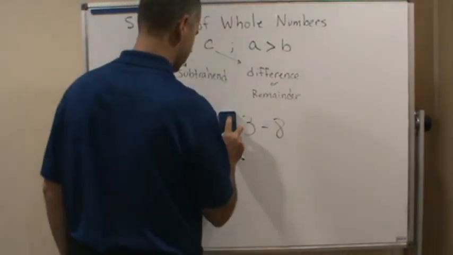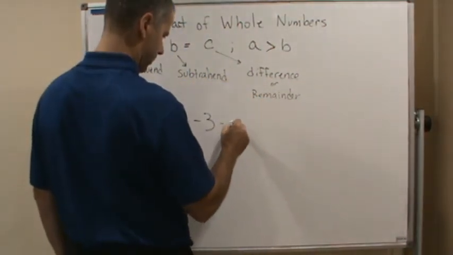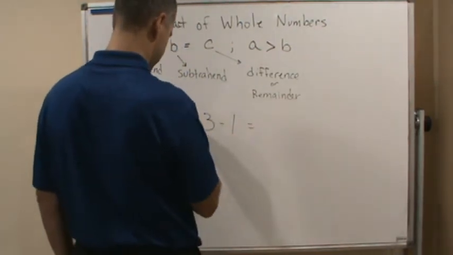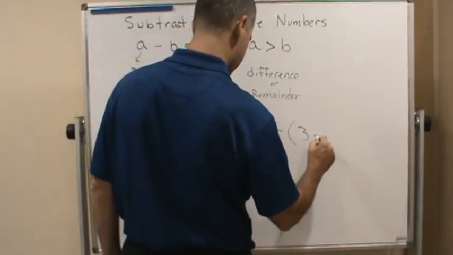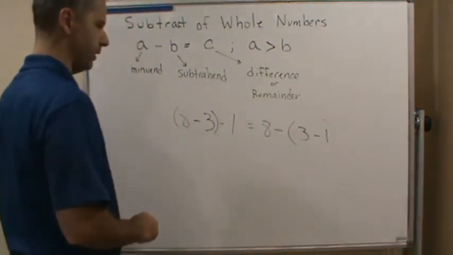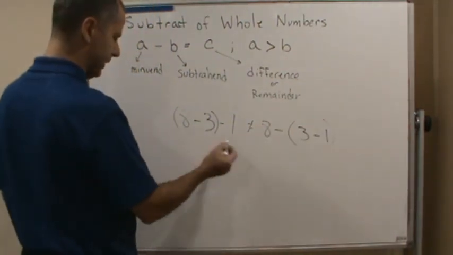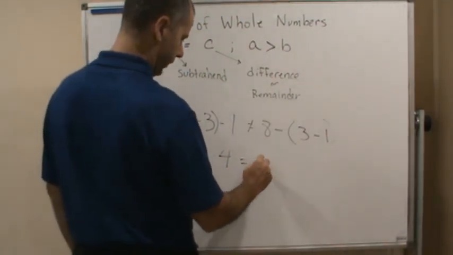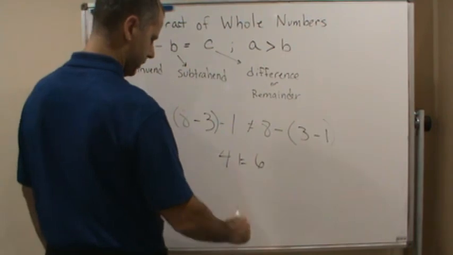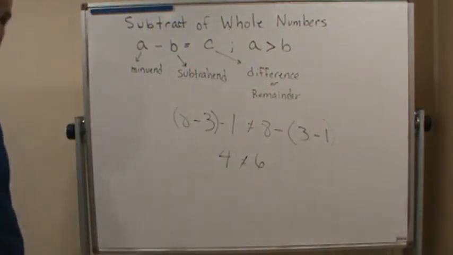Now let's do this. As we saw before, those are not the same. Why? Because here we get what? We get 4. Over here we get 6. And 4 is obviously not equal to 6. So it's not associative and it's not commutative.